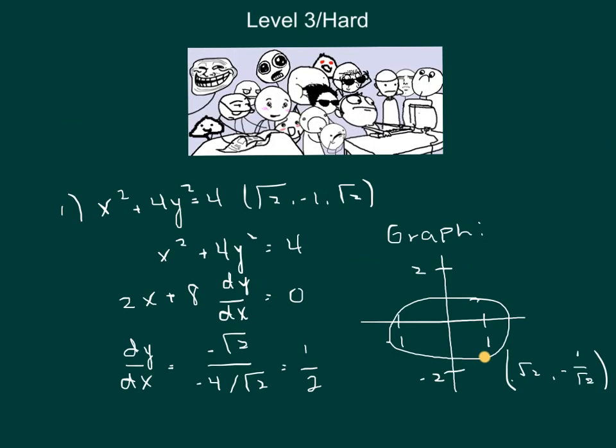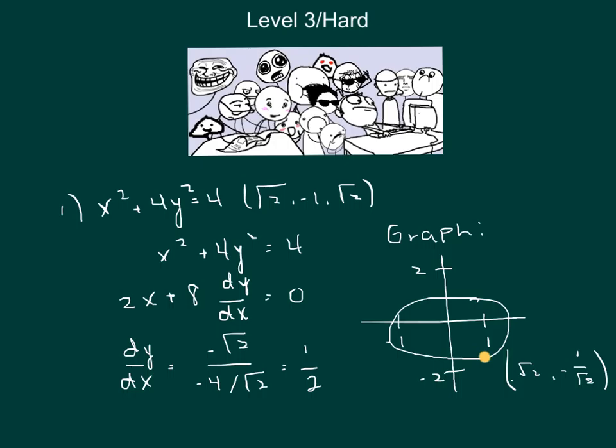And yeah. So this is level 3, hard. So the first problem reads as x squared plus 4y squared equals 4. And then you have these points here. So the first thing is you write the original equation. You differentiate with respect to x. You solve for dy over dx, like here.